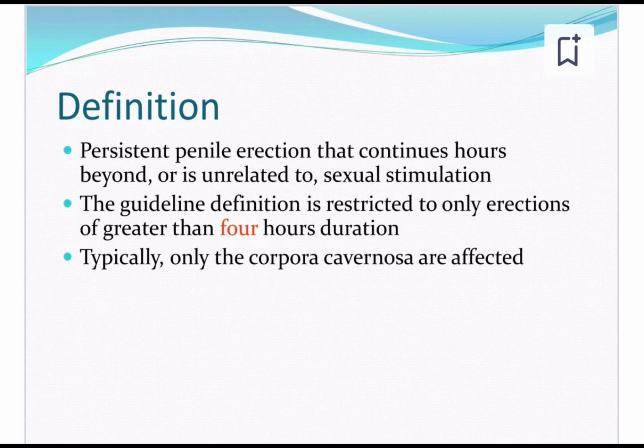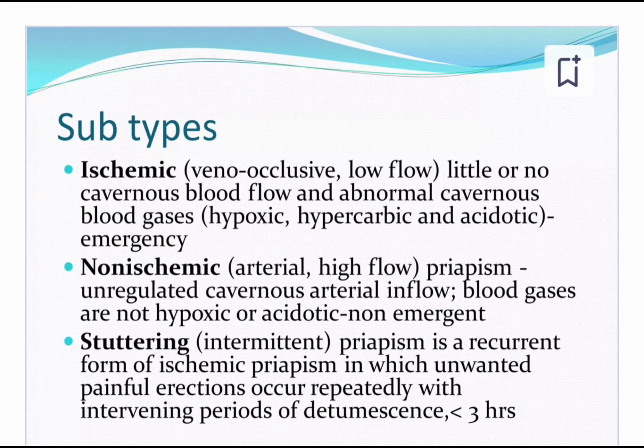There are two basic types of priapism. One is called ischemic priapism, which we also call low flow priapism or veno-occlusive priapism. The second is non-ischemic priapism, which we also call high flow priapism or arterial priapism. We will discuss the difference between these two in detail.